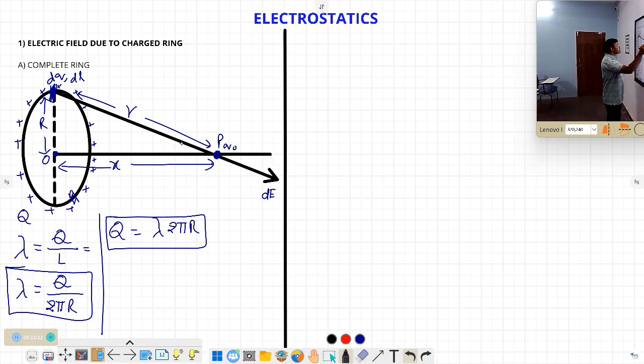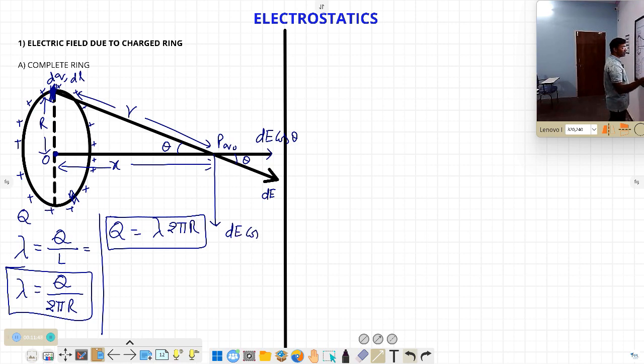Now if you observe this one, it is making some angle theta here. Now I can take it as theta here. So if you resolve this dE into components, we are going to get one component as dE cos theta. The second component you are going to get in the downward direction. In this direction you will get the second component, that is dE sin theta, the y component.